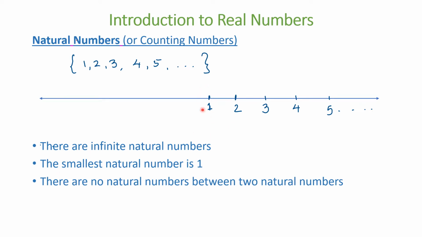The smallest natural number is 1, and you observe that there are no natural numbers between two natural numbers. So between 3 and 4 there is nothing in between.